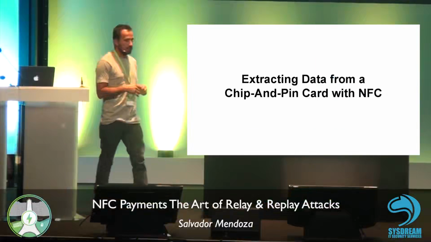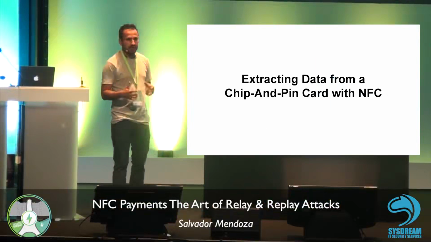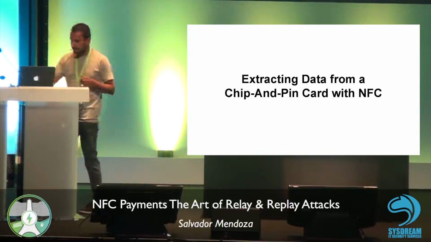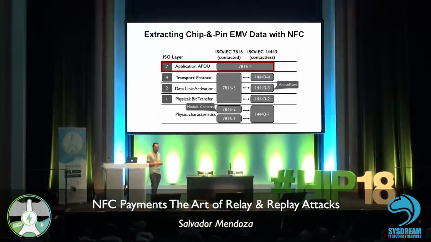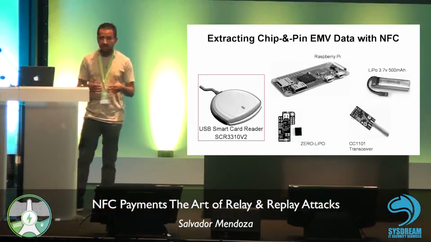Another concept that I want to talk about is how we can extract data from chip and PIN cards with NFC. It sounds kind of weird because there are two different protocols, but probably you know, or probably you don't, that they share the same APDU layer. So if I send an APDU command to the contact card and I send the same command to the NFC card, they are going to respond. Somehow they are going to respond, with an error or whatever, but they are going to respond. That means they are sharing this APDU layer, and I was able to extract data by exploiting this APDU layer.